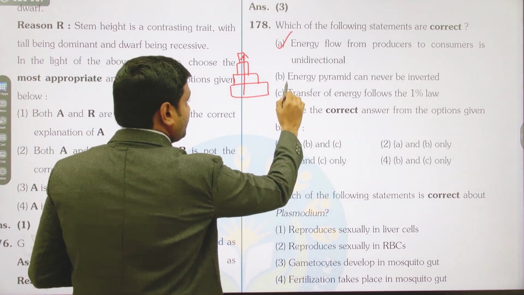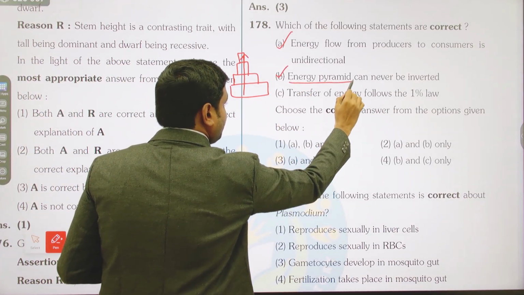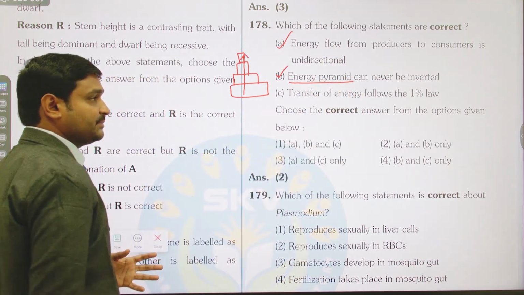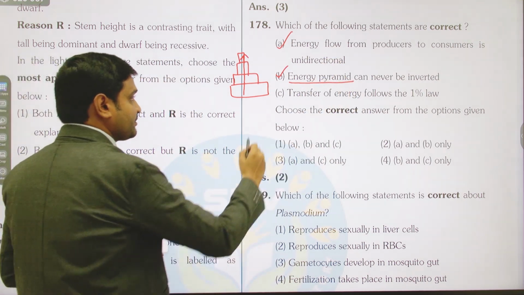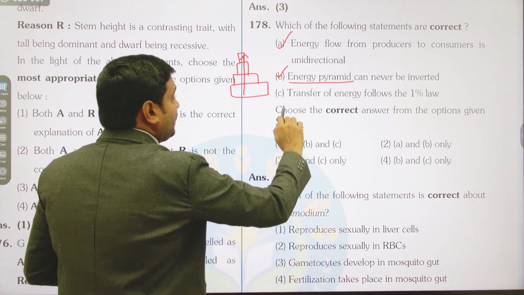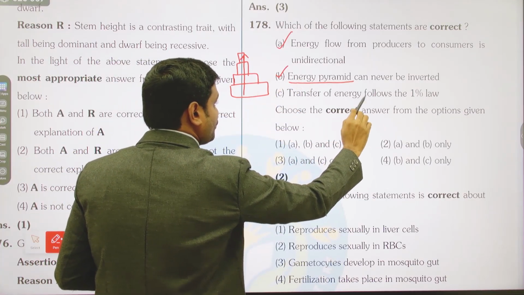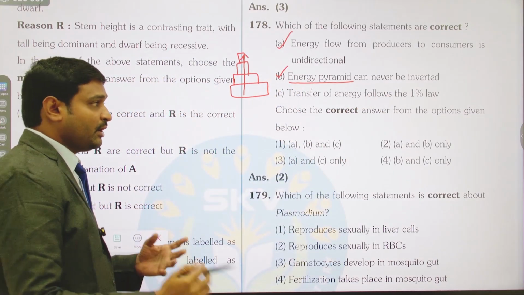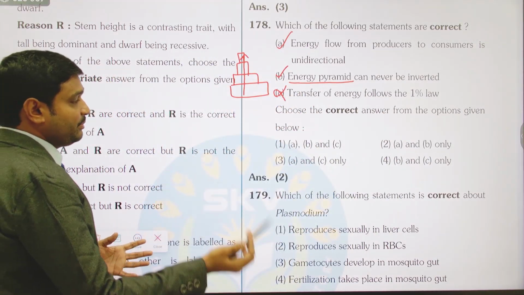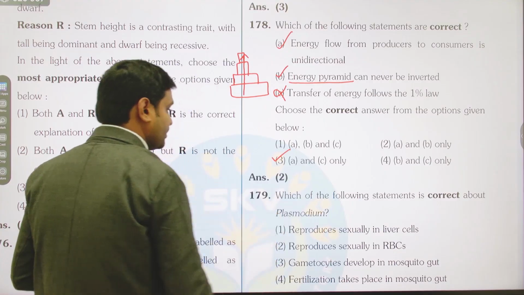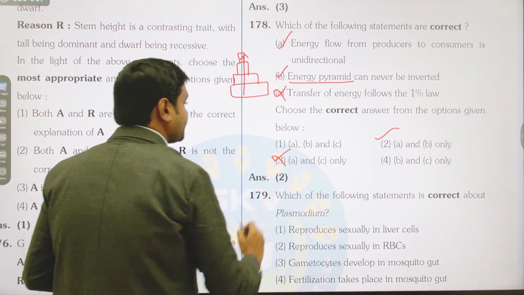Statement B: pyramid of energy is never inverted. Yes, absolutely, it is never inverted. And C: transfer of energy follows the 1% law. No, it follows the 10% law. So options A and B are only correct. So the correct option is given here.